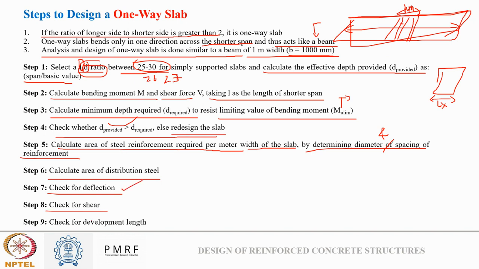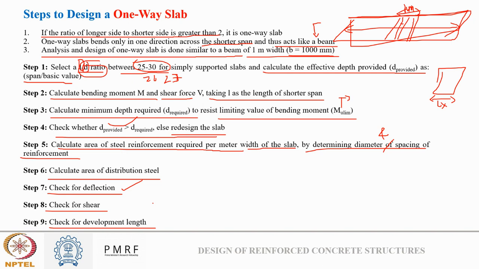We'll check for shear. The check for shear, just how we did for beam, we will do for slab, and we will provide the development length. Okay, so that we'll see later on. So these are the general 9 steps that you need to follow when you are designing a slab. Okay, so now we'll see.